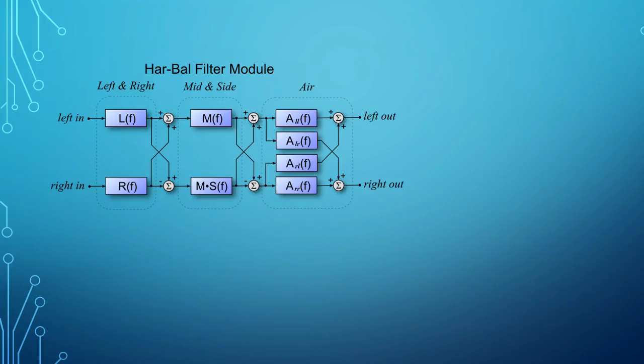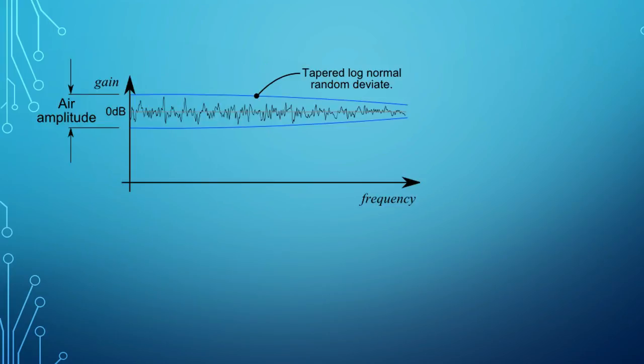This is illustrated here. To realize hash zone ambience that does not color the sound, Har Bal takes a flat frequency response and then applies a tapered log normal random deviate to the response. It then transforms it into a minimum phase impulse response. This results in an impulse response confined to the hash zone with no pure time delay and no early reflections.